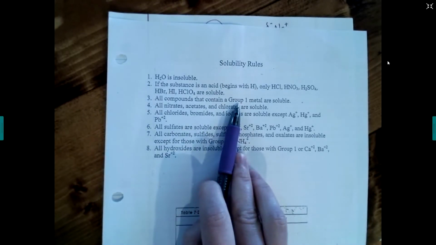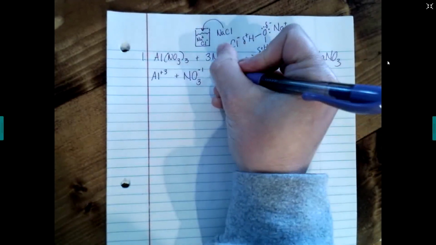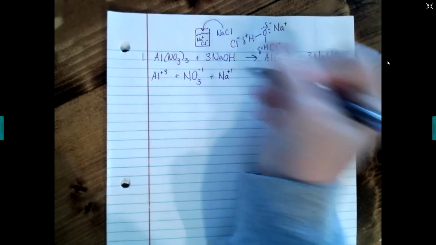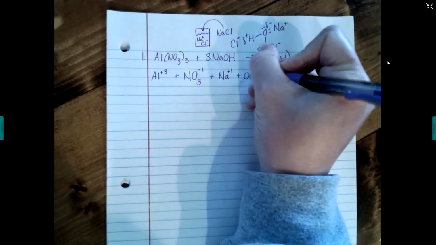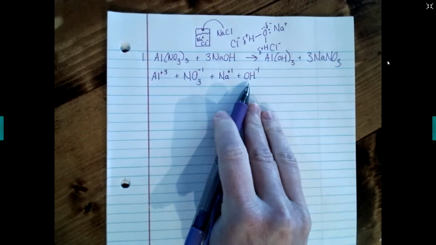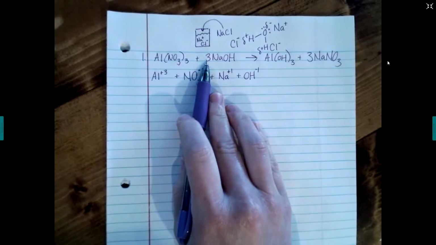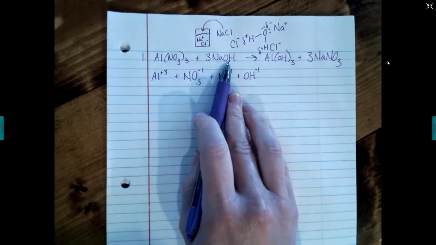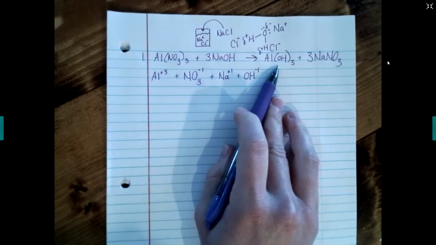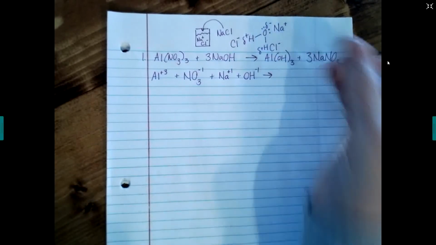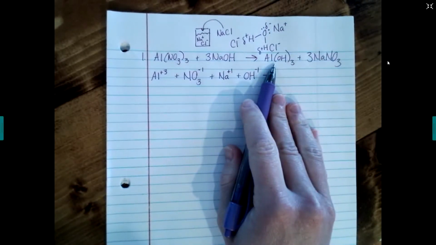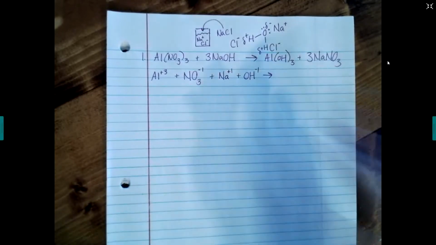So anytime you see a metal from group 1, that's sodium, lithium, potassium, cesium, etc., those are always soluble. So that means we're going to split sodium into its individual ion and then hydroxide into its individual ion. Notice again, I'm ignoring the coefficient. We'll tend to that later. We're just putting the ions themselves. All right, on the other side of the equation, we need to see if aluminum hydroxide is going to split.